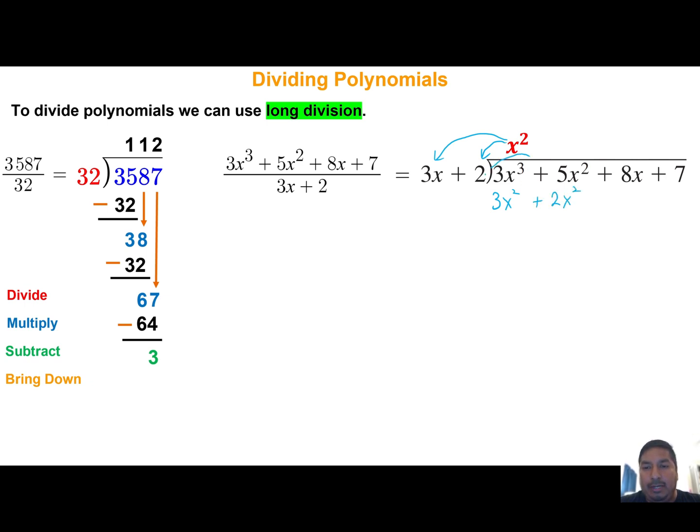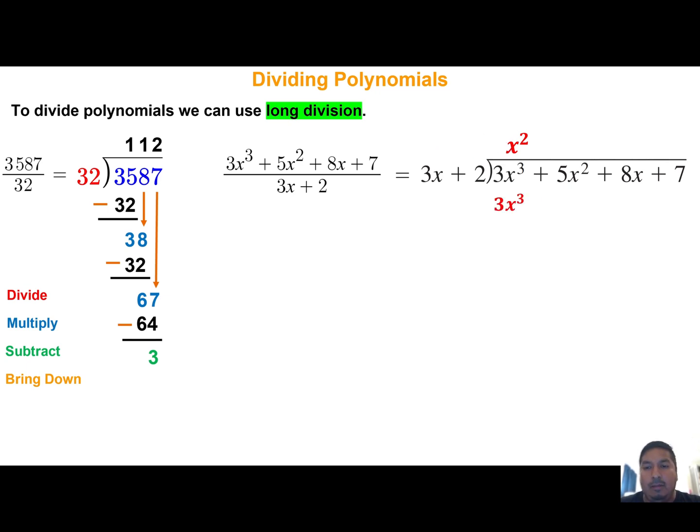Notice that these two match, and that's what we want to look for. Those two need to match because next is the subtraction part. Once we subtract, they will cancel each other out. So we did the division, multiplication, and now the subtraction part. All right, so let's subtract now.